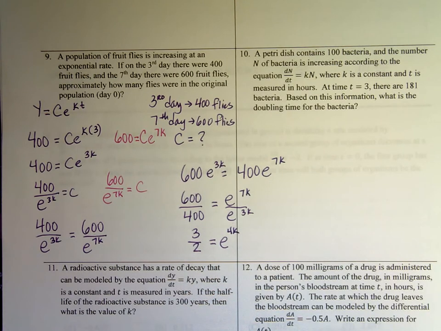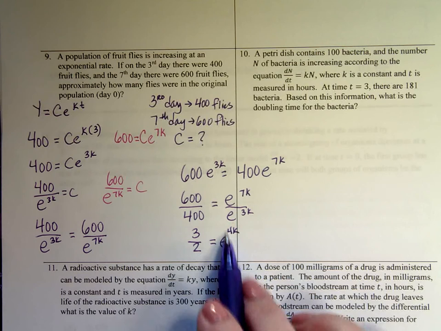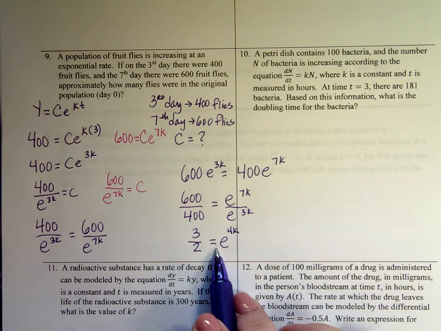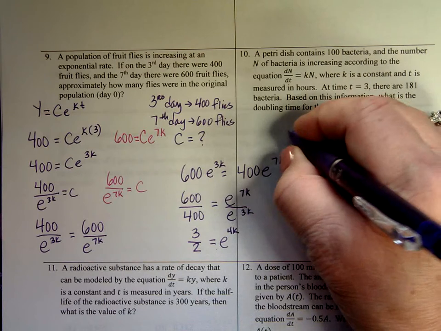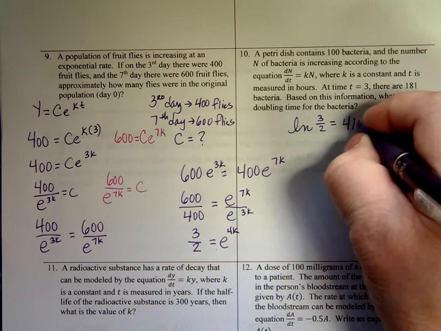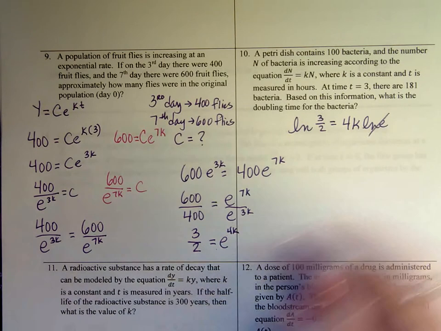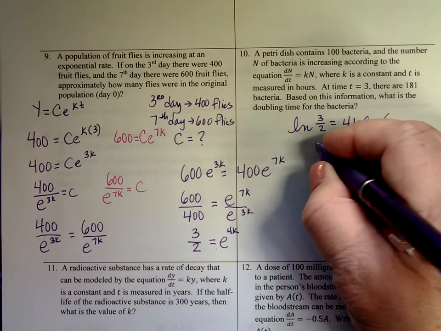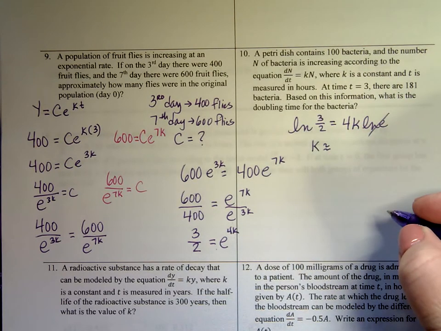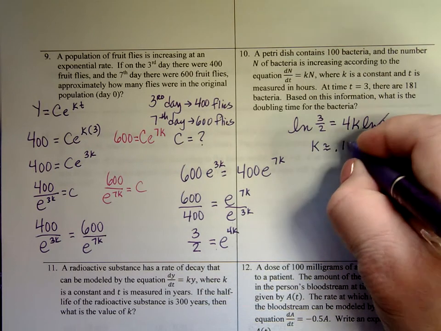All right. So I'm looking at this one more time. And I have a variable that I'm trying to pull down in front, which means I need to do logarithms. So I'm going into the next box here. The ln of 3 halves equals 4k ln of e. And again, ln of e is 1. So I go to my handy dandy calculator and I calculate out what is the ln of 3 halves divided by 4, and that's going to give me my approximate k value. So in your calculator, when you do that, you should get 0.101366 or so.